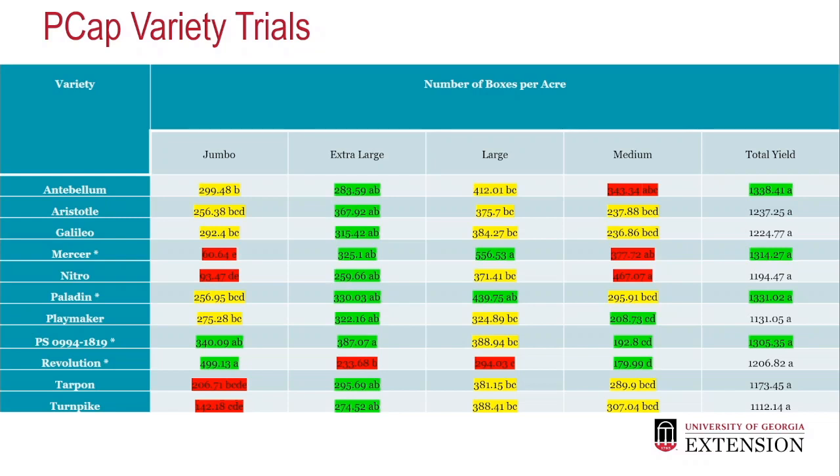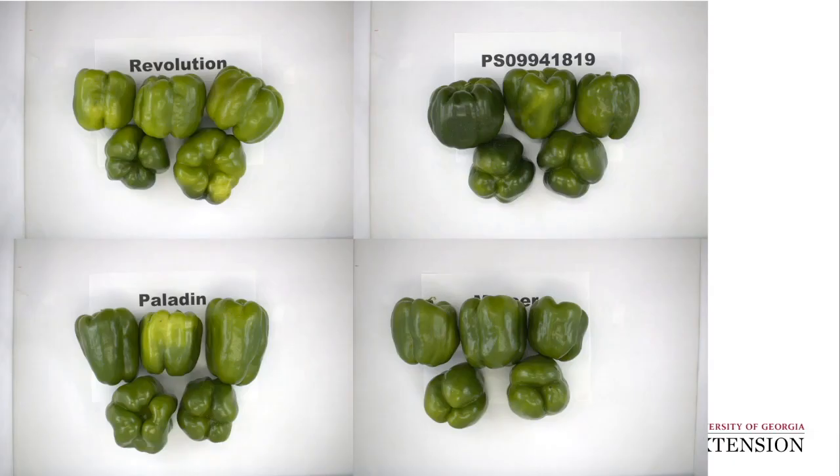I need to mention that in these trials, we did not have significant Phytophthora incidence. So this is mainly testing the adaptability of these varieties for Georgia. As I mentioned, they were developed for the Northeast, and a lot of them pancake, silver, and have various other problems here. So here's a picture of the ones I highlighted, going from big to small: Revolution, 1819, Paladin, and Mercer.